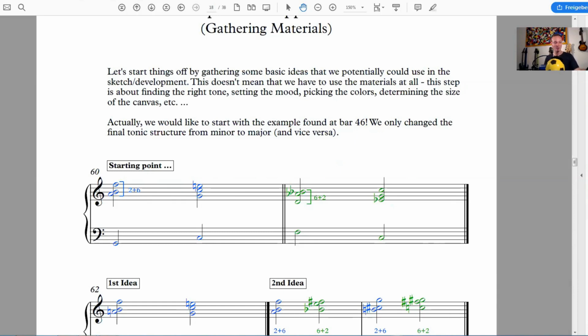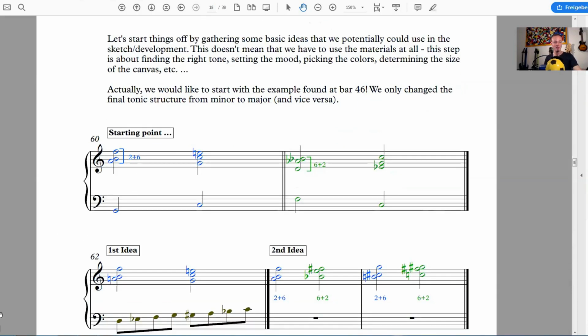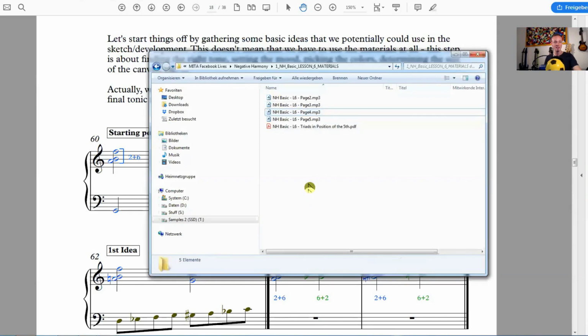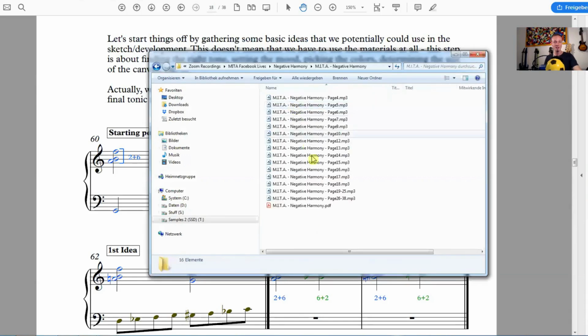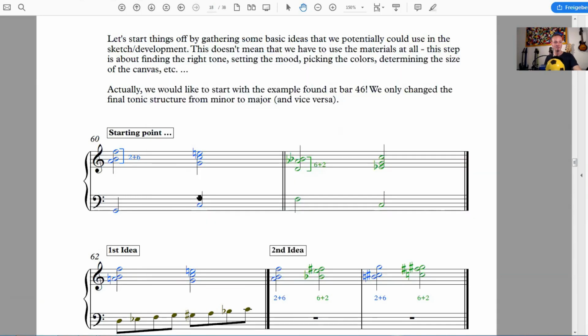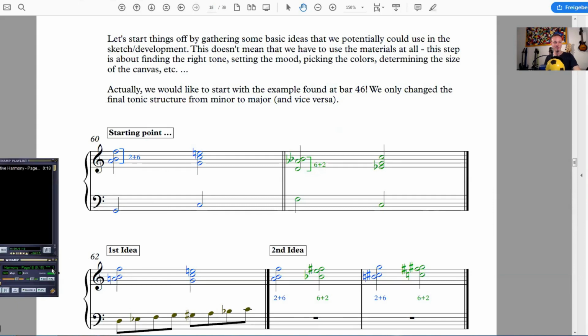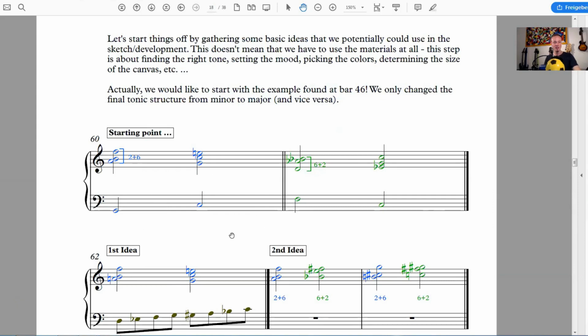And I want to actually play this to you real quick, just this first line, so that you really see the development in each step and each of these ideas. So that is page 18, and here we go. Okay, so that was the first line.